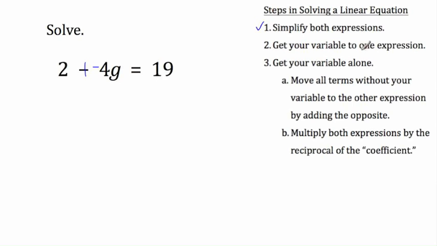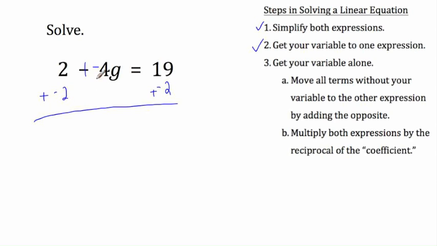Next, we need to get our variable to one expression. Looking at this, we see that our variable is only in the left-hand expression and not in the right-hand expression. So step 2 is done. Step 3, get your variable alone by first moving all terms without your variable in it to the other expression by adding the opposite. Here, we have a 2 that doesn't have our variable in it. So we need to get rid of it, or rather move it to the other expression, by adding the opposite to both expressions. So we add negative 2 to both expressions.